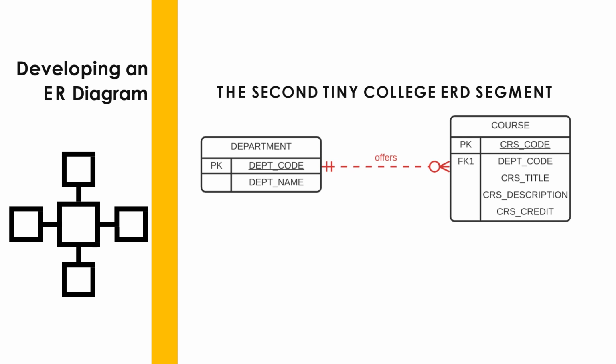Now, going from the course to the department, you can see that we have a mandatory one relationship, because if you have a course, you are going to have a department that is offering that. And also, capturing the one-to-many relationship, we can see that the department code is a foreign key in the course entity because it is on the many part.